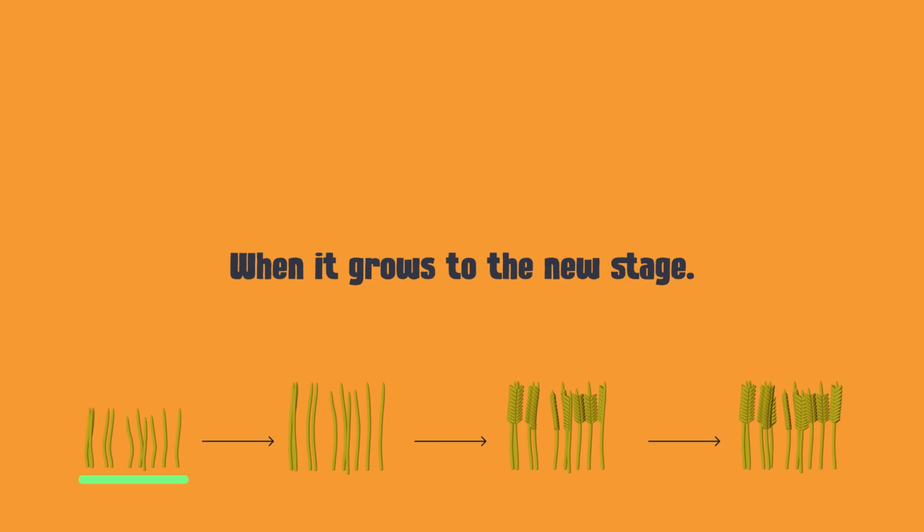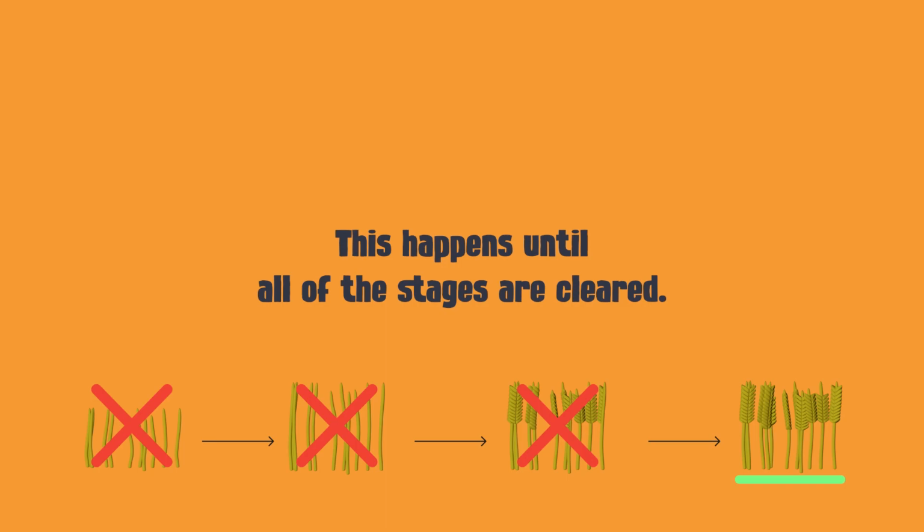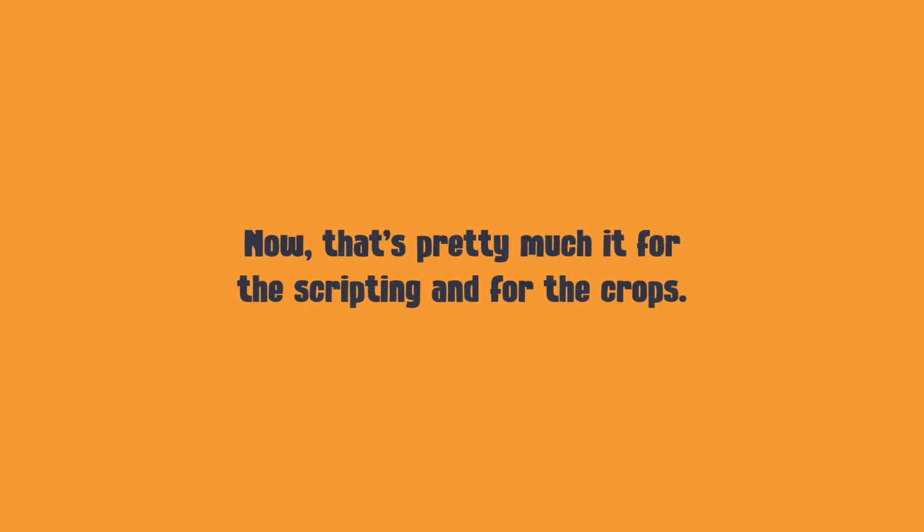When it grows to the new stage, the previous plant is destroyed and a new plant is created. This happens until all of the stages are completed. Now that's pretty much it for all the scripting and for the crops.